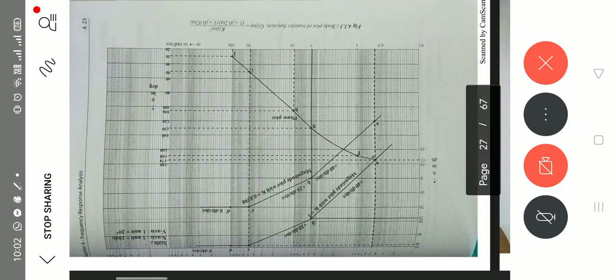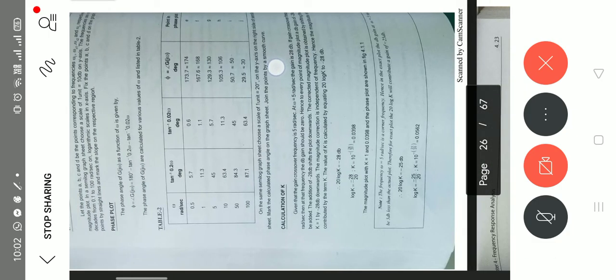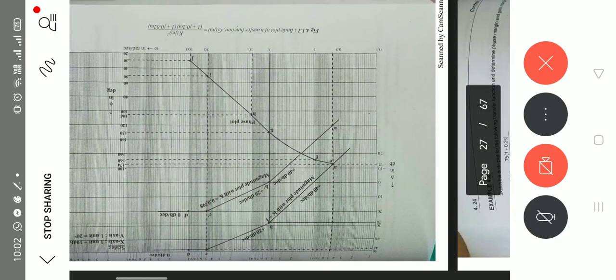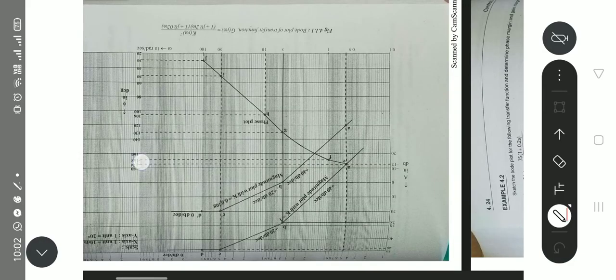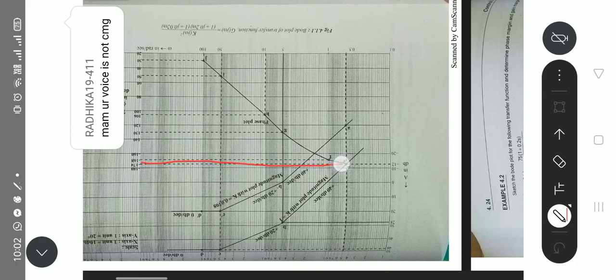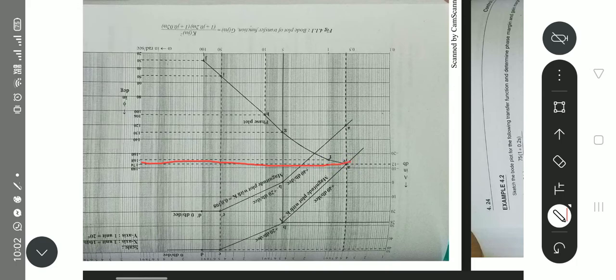So next, this is the magnitude plot. Next you have to draw the phase plot. Same here: 0.5, 174. Here this value is 174 at 0.5.